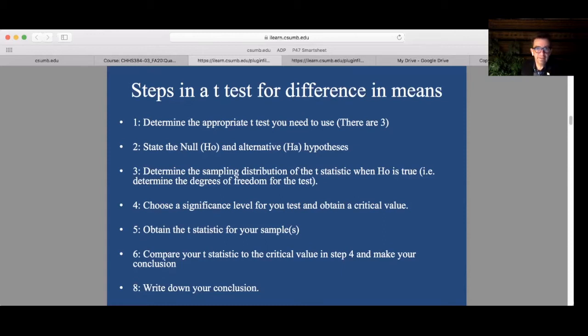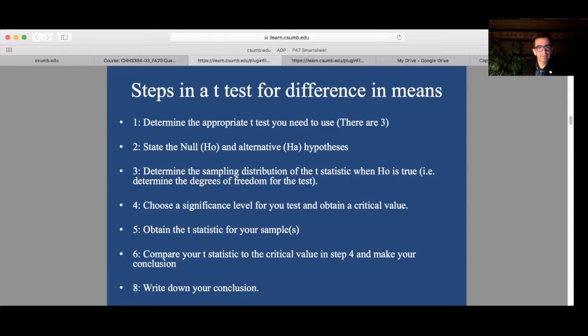The first difference is that there are three types of t-tests. They're all comparing means, right? They're all comparing two averages, but they differ in terms of what groups you're comparing. And we'll talk about that.